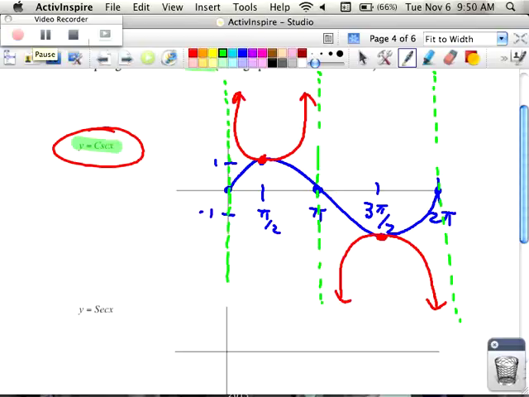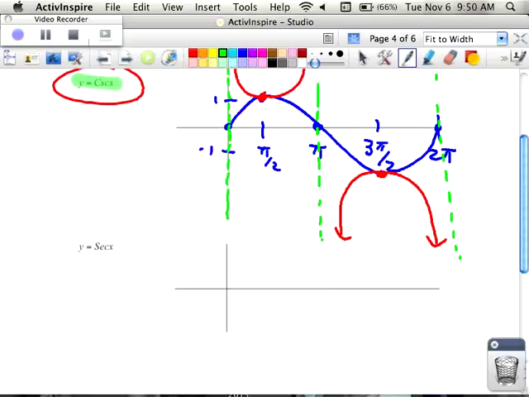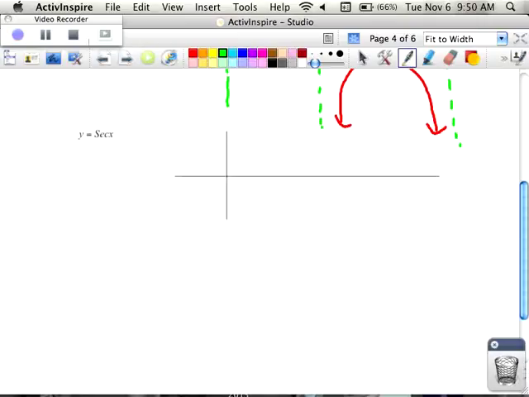Flip the mountains and the valleys on their vertices and draw the asymptotes where I cross the midline. Let me show you another example. Let's look at secant. We know that secant is the reciprocal of the cosine.